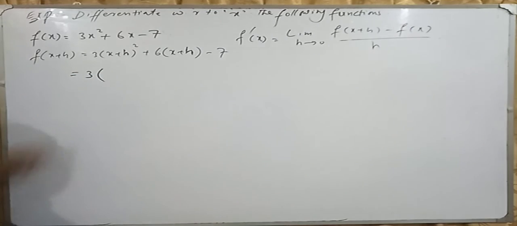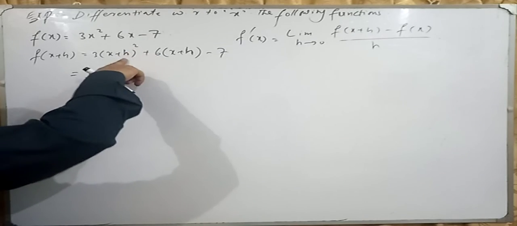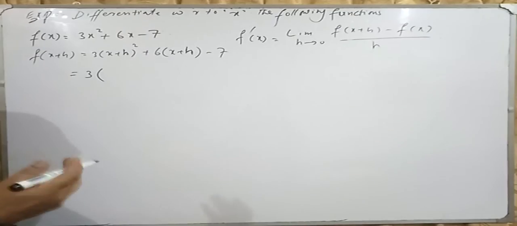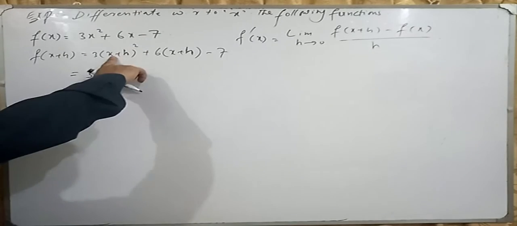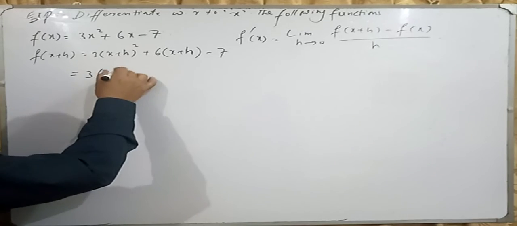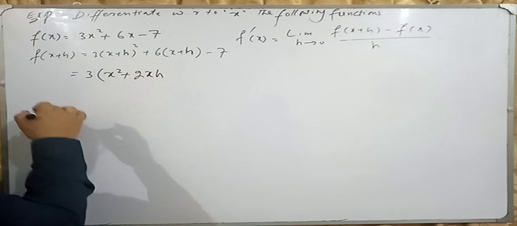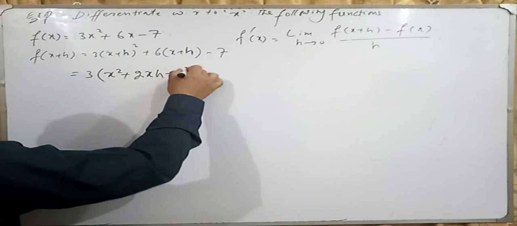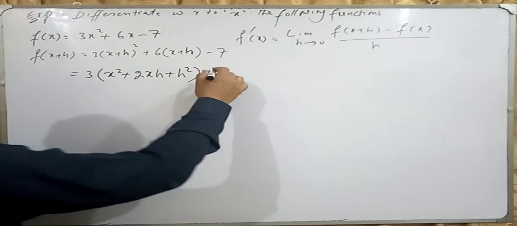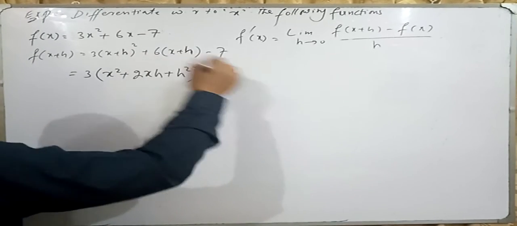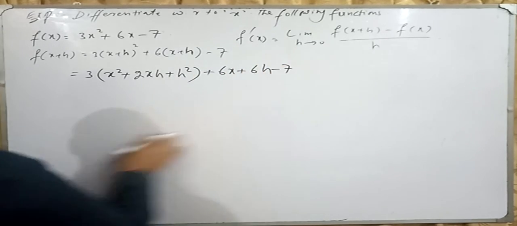Directly we cannot do multiplication of 3 inside the bracket, but first we will remove the bracket. Apply the formula a plus b whole square equals a square plus 2ab plus b square. So here we have x square plus 2xh plus h square, and multiply 6 inside the bracket: 6 multiplied by x, 6x, and 6 multiplied by h, 6h, and minus 7.